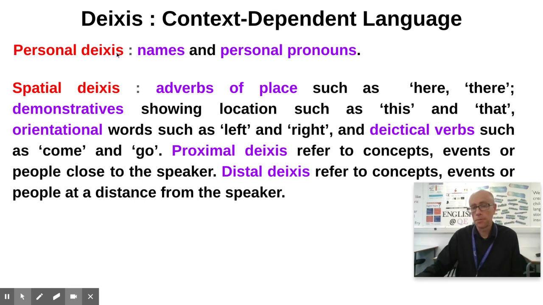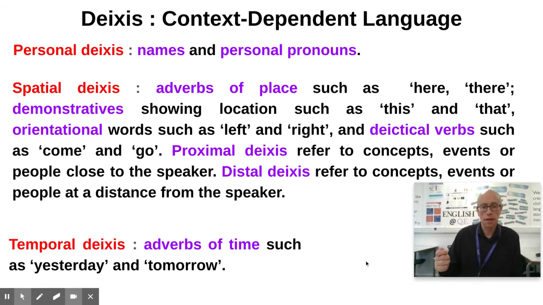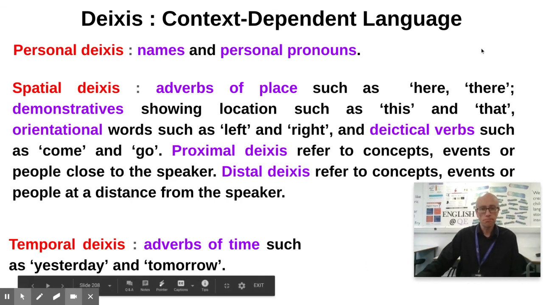So far we've talked about personal deixis, spatial deixis, and then you've got temporal deixis, meaning to do with time. So adverbs of time, such as yesterday and tomorrow, they are temporal deictical utterances.